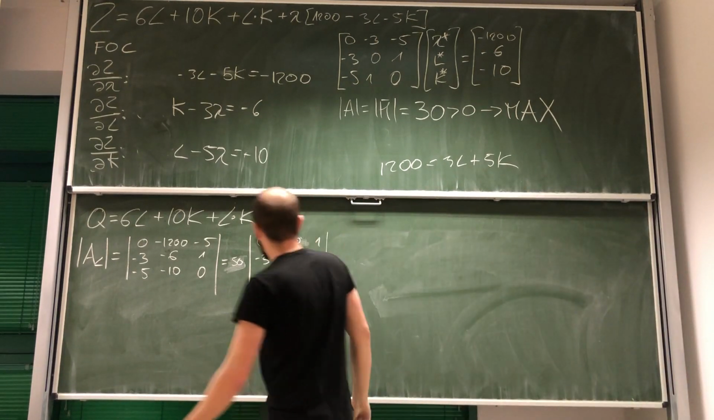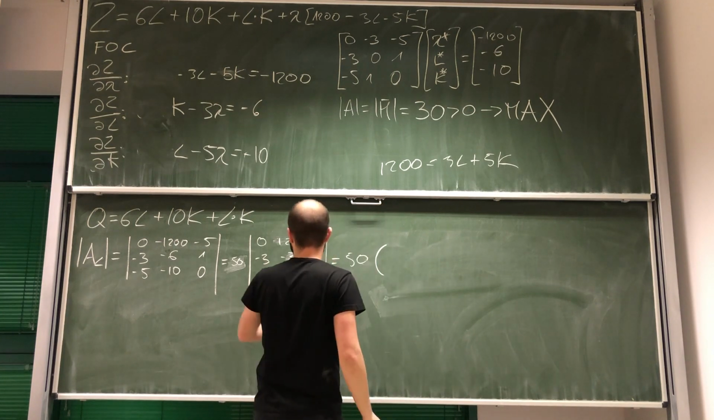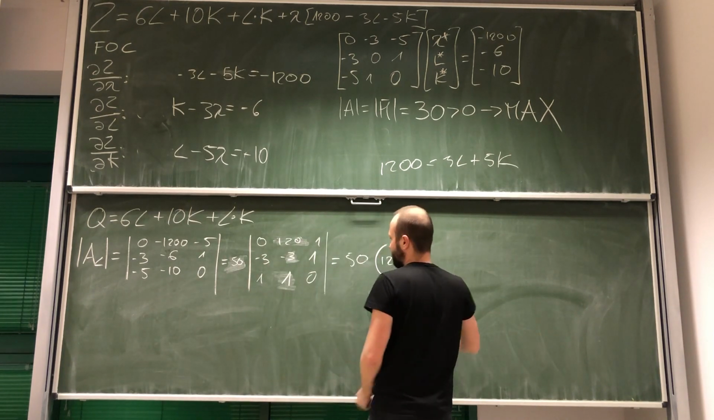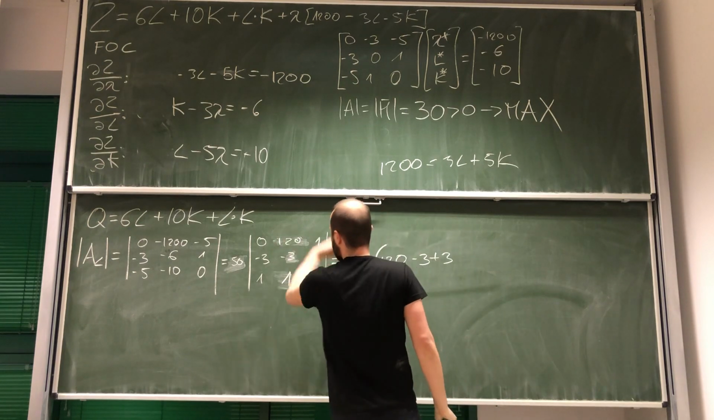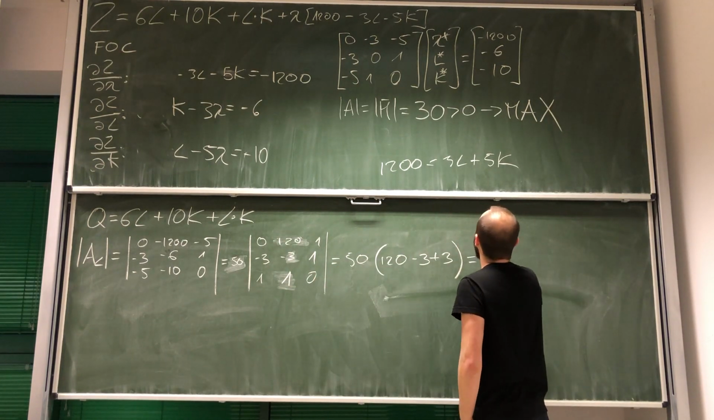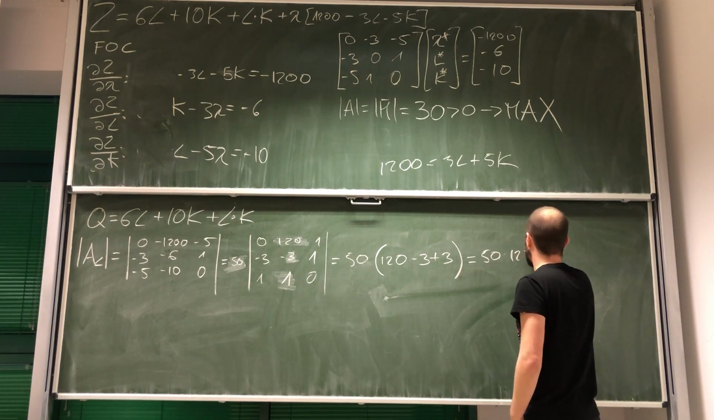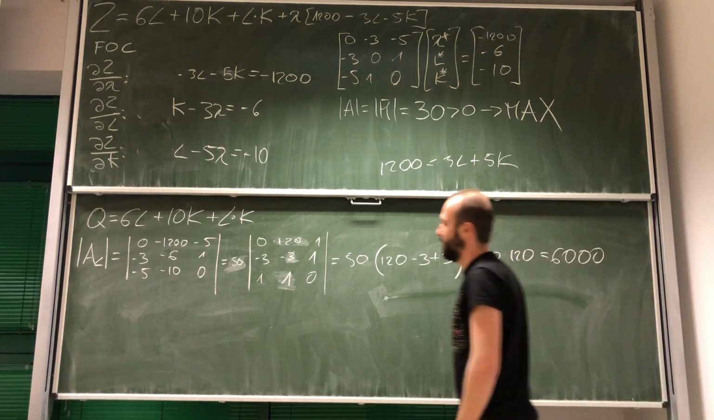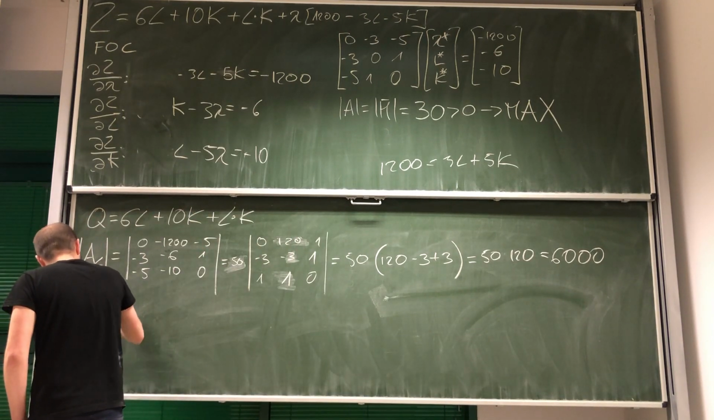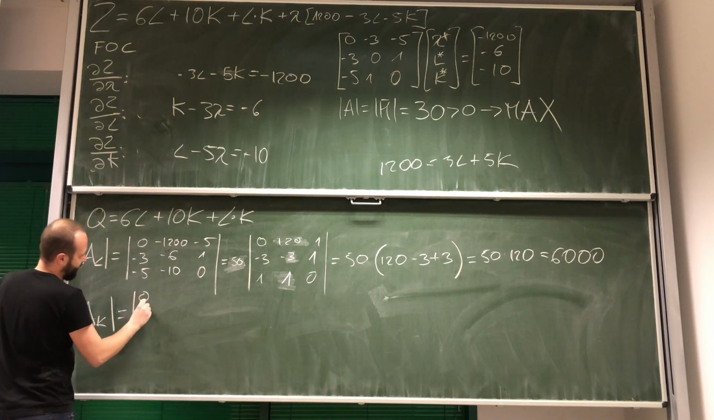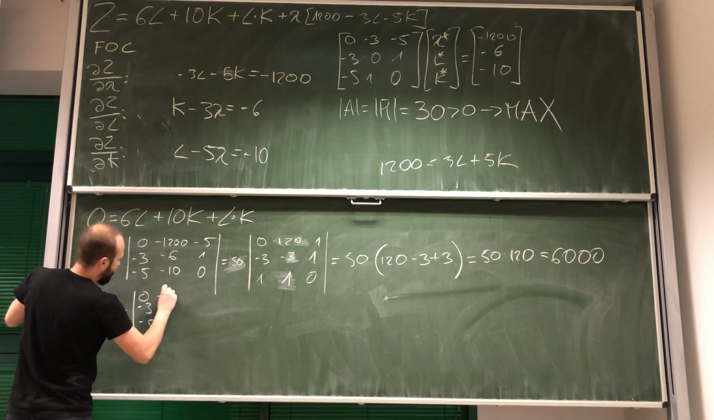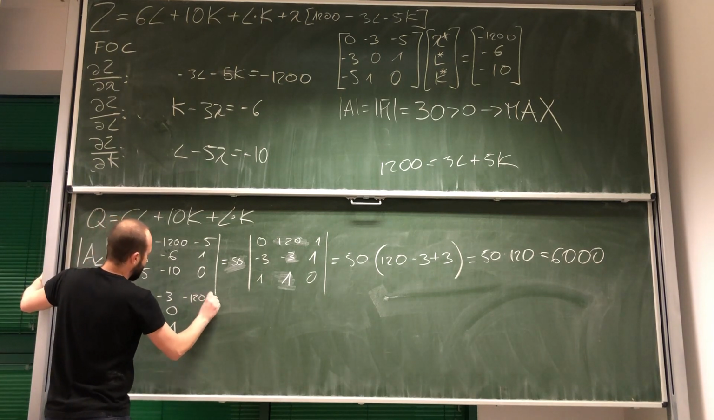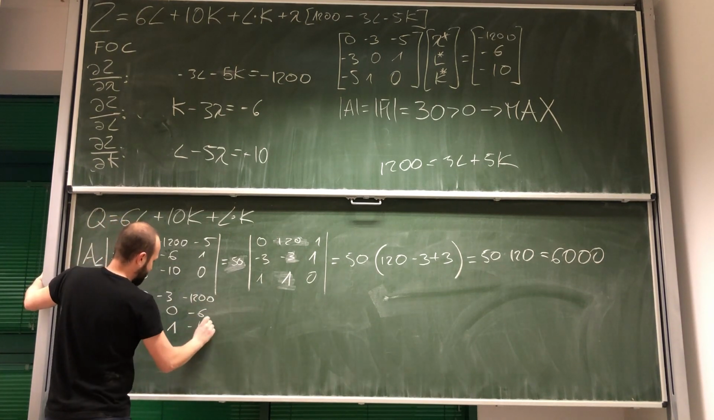I don't think so. Okay, let me just rewrite this constraint. Okay. So, we got that this is 50 times 0, 120, 0, 120. Then minus 3, then plus 3, then 0 and 0. So this is 50 times 120, which is equal to 6,000. Three zeros, yeah. Okay, then we've got A, okay, equal to 0, negative 3, negative 5. Then we've got negative 3, 0, 1. Then I have negative 1,200, negative 6, and negative 10.